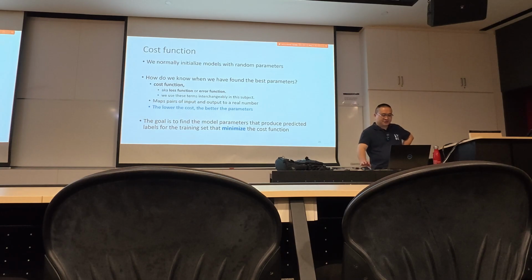And normally we initialize models with random parameters. Then how do we know that we have found the best model? Given the data and the house price prediction, at the beginning we just generate a random line before we train the model. And then we gradually fit the line better and better, and finally we can find the best line. But the question is, how can we know that we have found the best line? Therefore, we need a method to measure the errors made by the model. And this is done by the cost function.